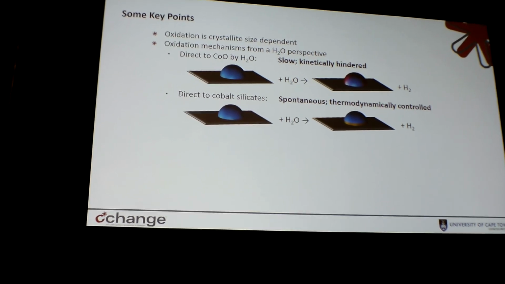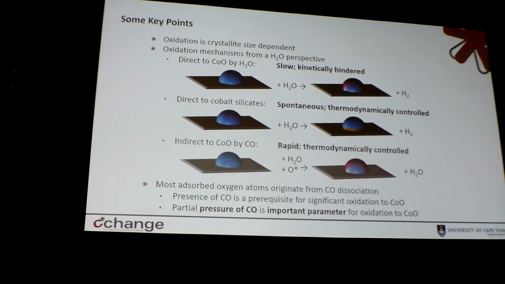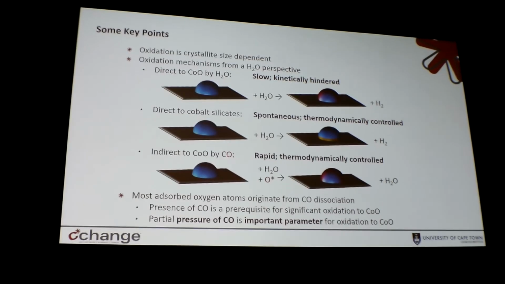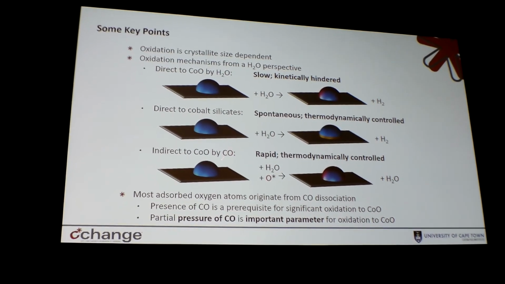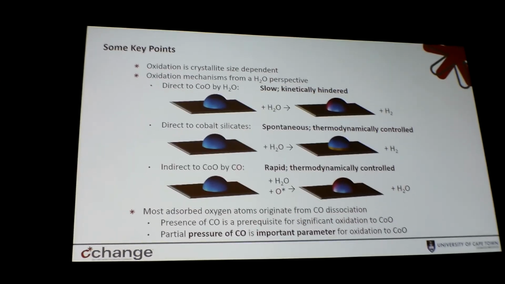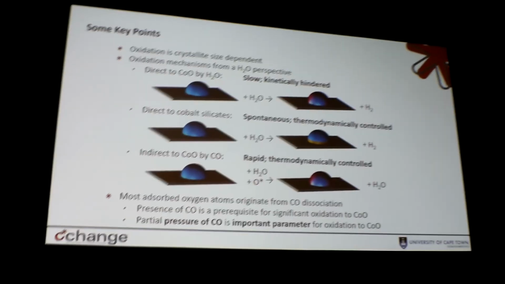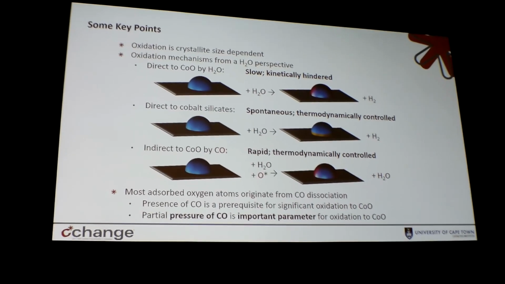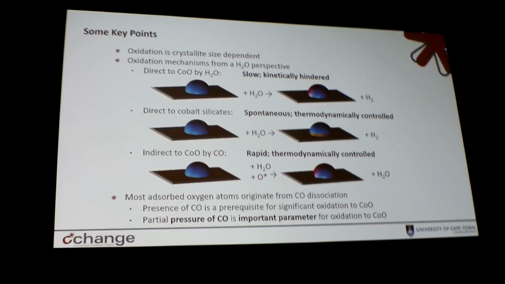What I haven't shown is that the formation of cobalt silicates and other metal support compounds is relatively fast and spontaneous. But what is important to note is that it's actually in the presence of CO and high amounts of water. It's the oxygen which stems from the carbon monoxide which causes the oxidation in your material. And this is highly dependent on your reaction conditions and the material that you use.